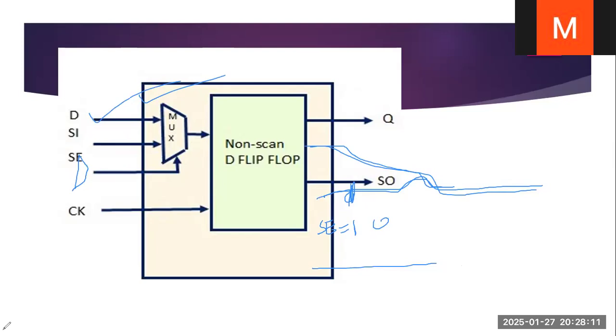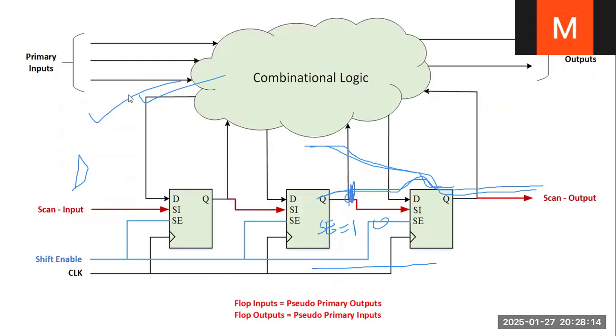So next one, you see here, we have a scan input, this red color line. Whenever scan enable is one, this scan input is passed through here. It is going to shift the data, scan input and scan output. Whenever scan enable is zero, the functional input, the D input, is passed like this. The functional input is passed through the circuit.